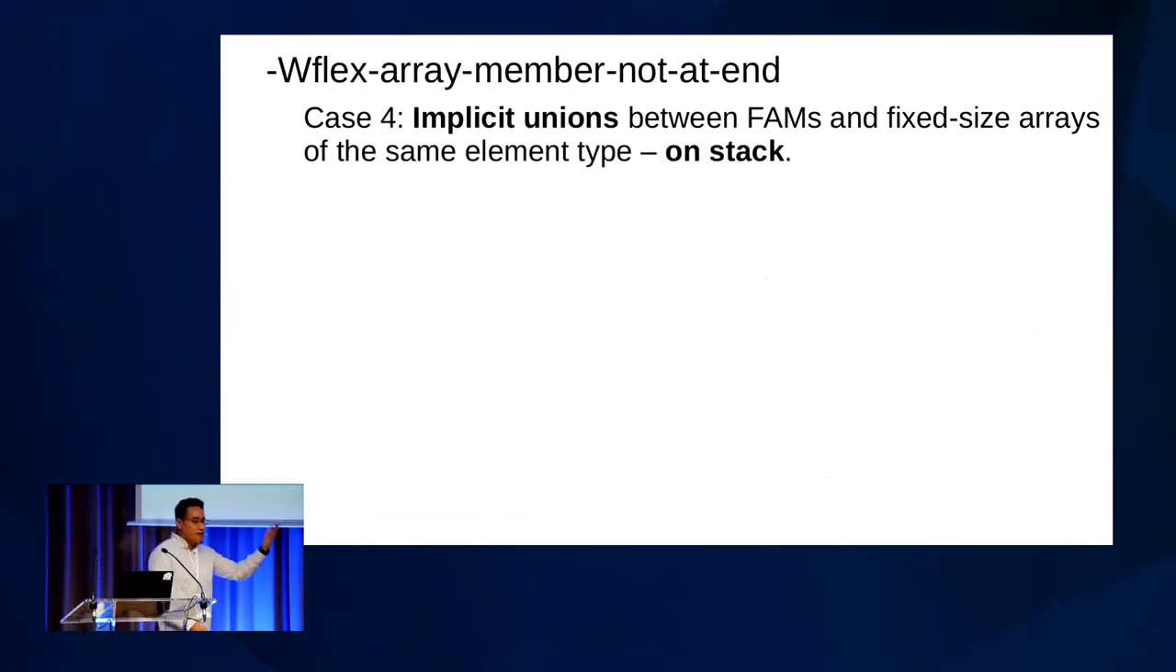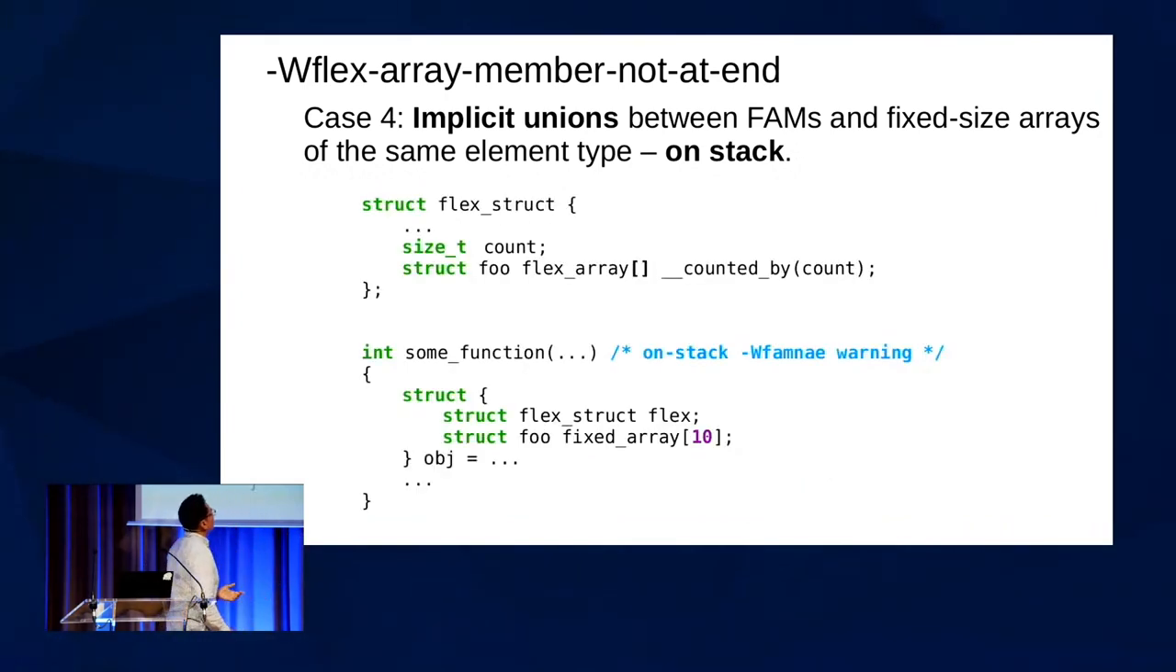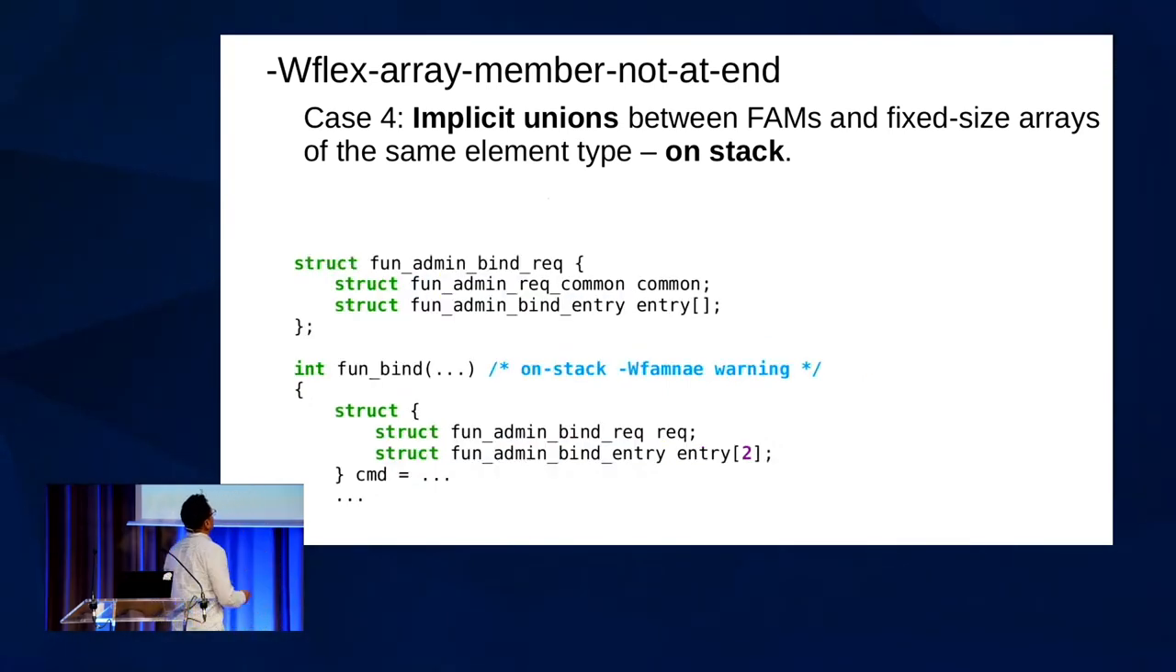Let's continue. Case number 4 is quite similar to case number 3. It's also an implicit union, but in this case, that is happening on stack. So that's slightly different, and we can actually use other helpers that we could use on stack. So we don't necessarily have to use struct_group and container_of. So yeah, what happens here is that, again, we have our flexible array member, and people knew how big their flexible array member was going to be at runtime. So upfront, they allocated 10 items for that flexible array on the stack, right? However, well, that's a warning.